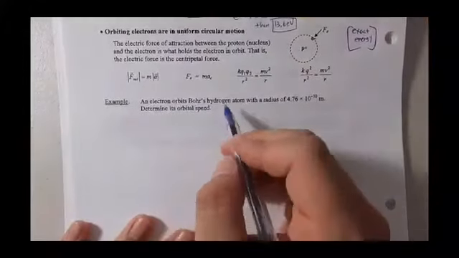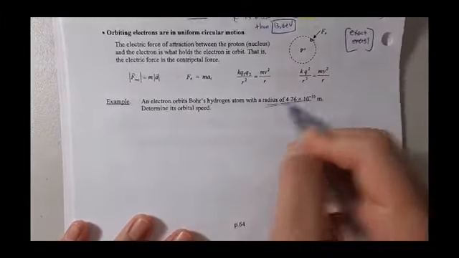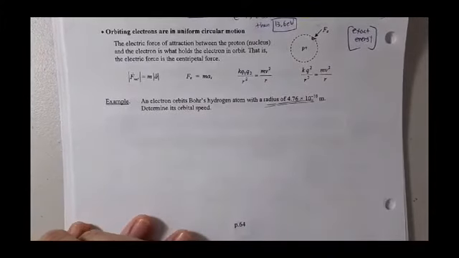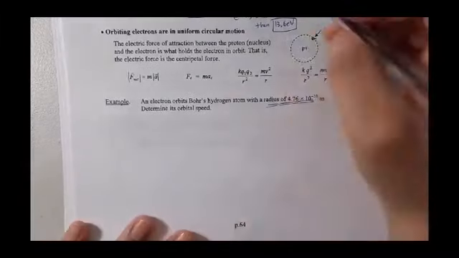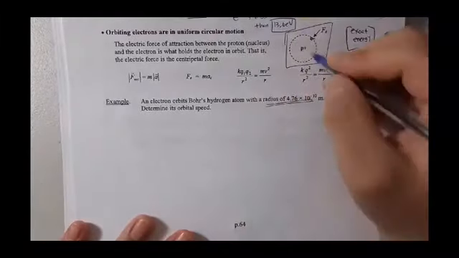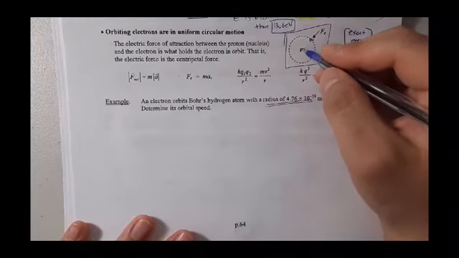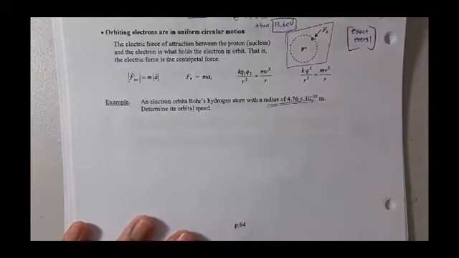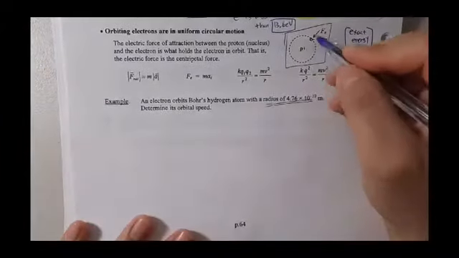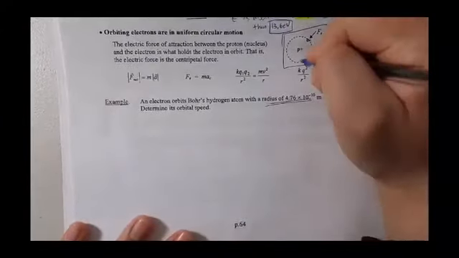An electron orbits a Bohr hydrogen atom with a radius of 4.76 × 10^-10 meter. Determine the orbital speed. Well, I'm going to use this picture. I have a proton in the center. It's actually proton and neutron, but we're not talking about the neutron here because it's not charged. Proton in here, electron goes around.